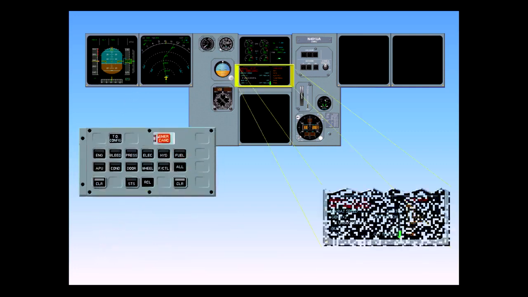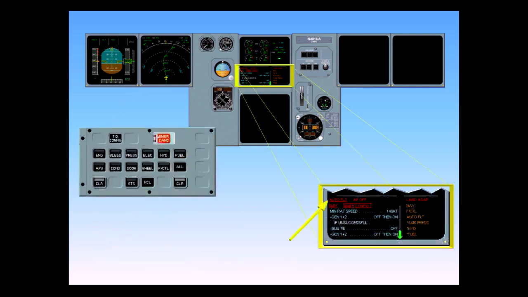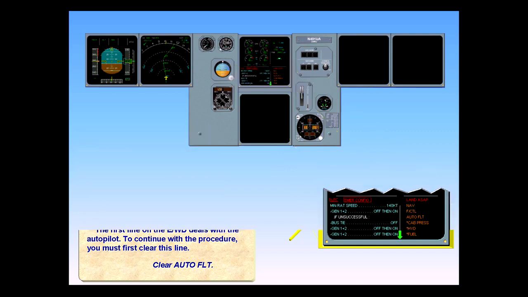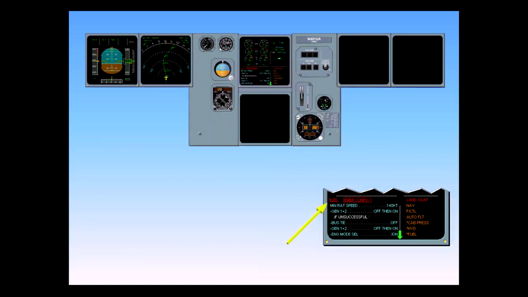The first line on the EWD deals with the autopilot. To continue with the procedure, you must first clear this line. Clear autoflight. Read the title of the failure. The red Emergency Config title means that you are in an electrical emergency configuration.